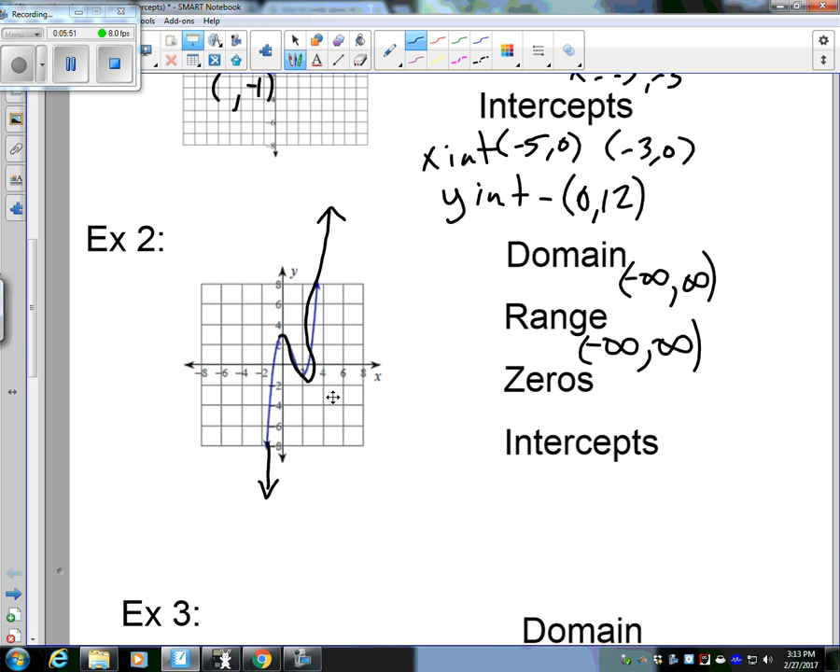The zeros, let me erase what we got. The zeros in this case, there's 3 of them.